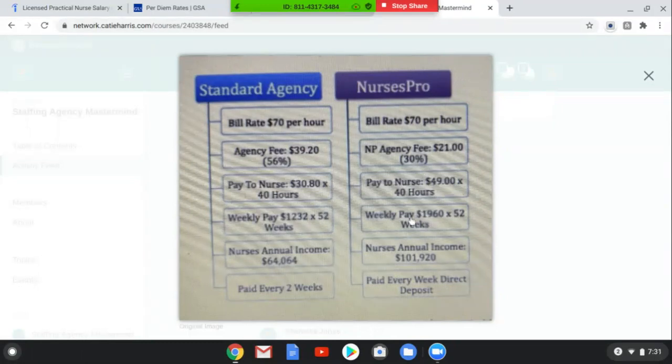They're also paying out the nurse weekly, which is pretty much the standard. And then, of course, our annual income is more. So setting up your rates, something similar to this, is beneficial to you so that you can always know how much you're going to get. I will say I do prefer the percentage formula where you're taking 30% of 70 or 56% of 70 of your bill rate versus some other formulas that people use, but it's up to you as to what you feel is best.